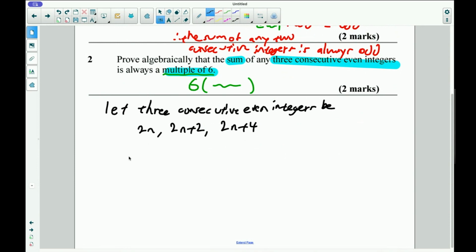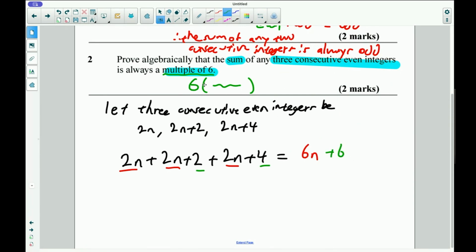And then from there, we're going to add them all up. So 2n plus 2n plus 2 plus 2n plus 4. From here, we can see that 2n, 2n, and 2n gives us 6n, and 2 plus 4 gives us plus 6. So again, coming back up to this statement here, we want to try to factorize out a 6. Our GCF in this case is 6. So we look and we can see here that we have some sort of multiple of 6.